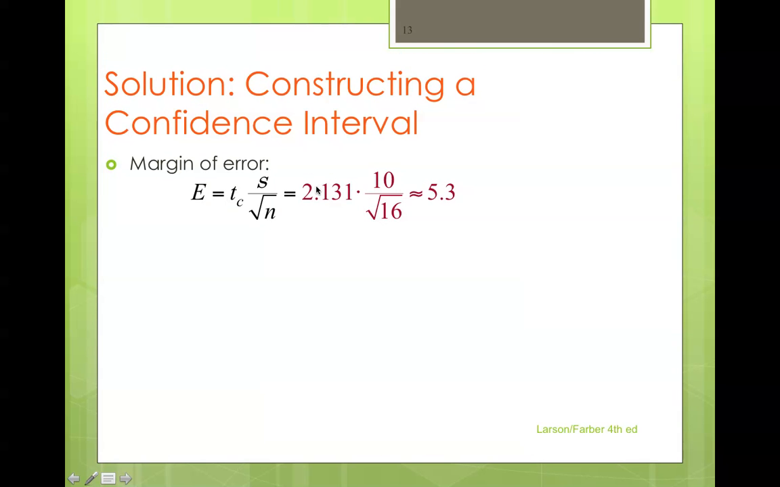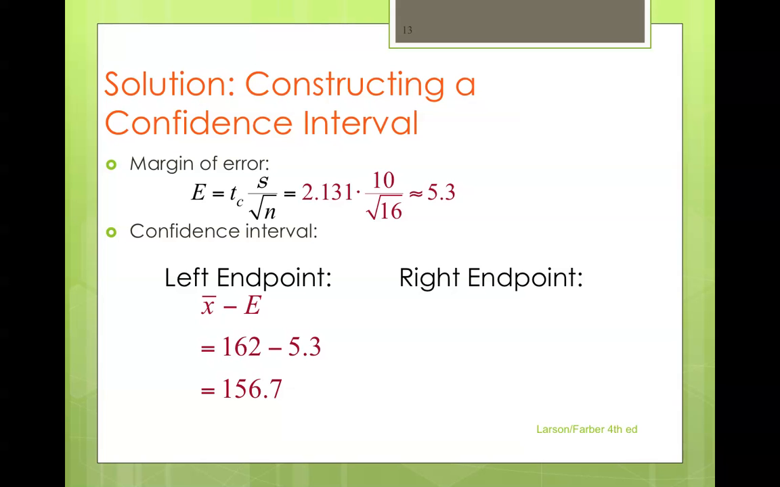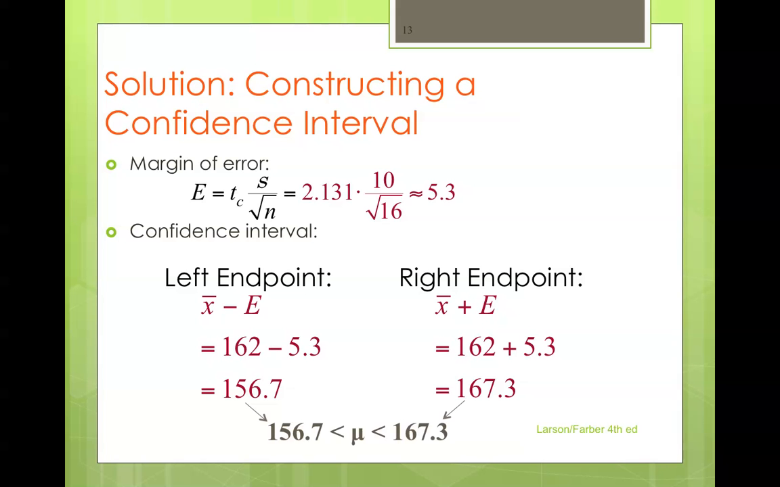So then the margin of error, we plug in what we just found: 2.131 times 10 divided by the square root of 16 equals 5.3. Now we take that and subtract it from the mean and add it to the mean that they gave us in the problem. So the left endpoint is going to be 162 minus 5.3. And then on the right we're going to add it: 162 plus 5.3. That gives us our interval of 156.7 less than mu less than 167.3.